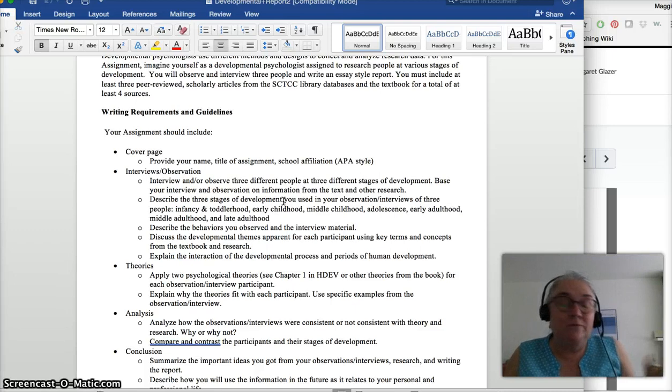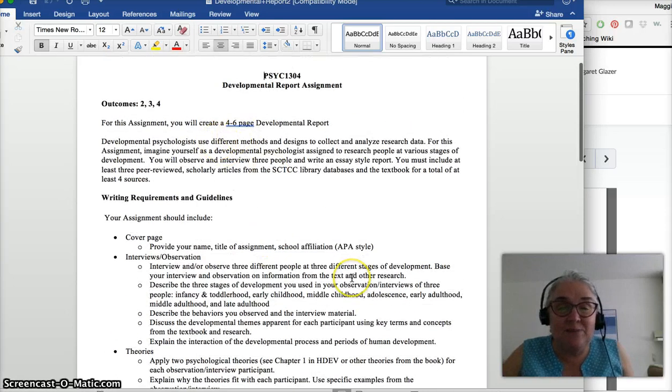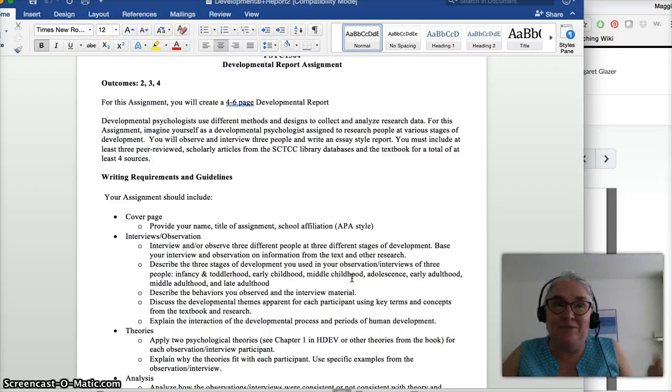And do that for all of the 3 people that you're going to interview. So the HDEV book is the best place to find topics that you might want to talk about. Now, this is actually only a 4 to 6 page report, so you're not going to be able to talk about all of the topics, but you're going to pick out some. And once you talk about the topics that are in the book, you have ties to that information in the book and what information is in the book, and then what the people that you're interviewing say. Okay, so that's what you're going to do.